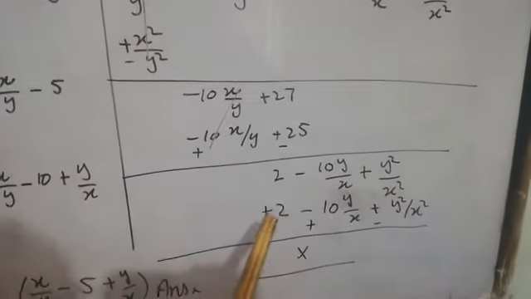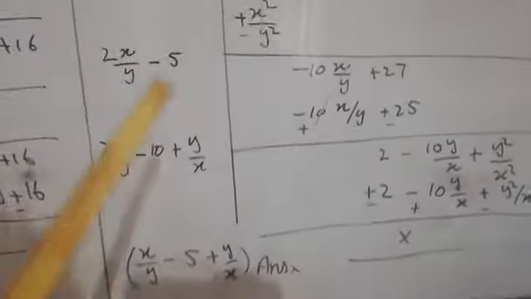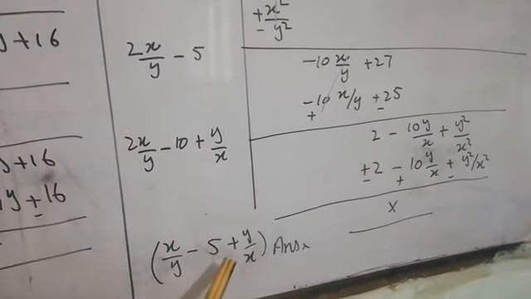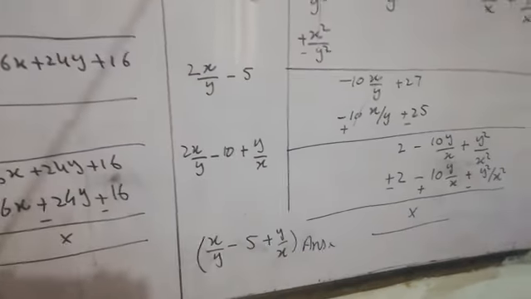All values will be cancelled with each other and now the denominator, the square root of this expression is x/y minus 5 plus y/x. This is the answer.